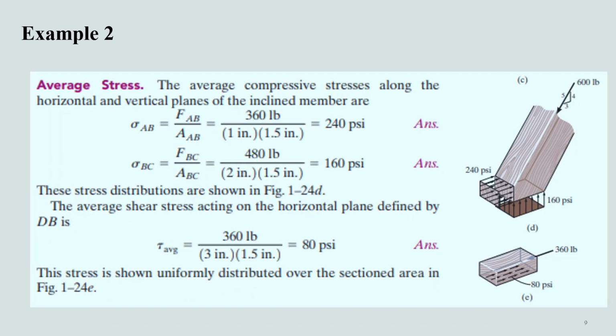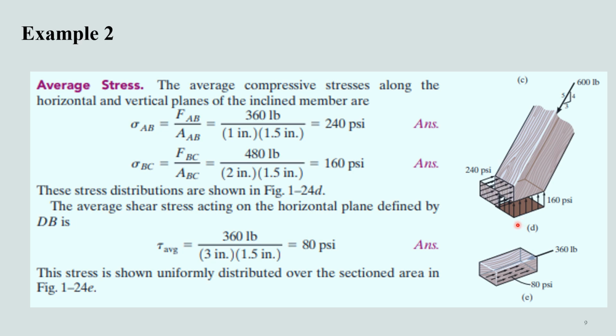For the determination of stresses, the procedure is quite simple. We just need to divide the forces with the respective areas, and we have done so here. The compressive stress at the location AB comes out as 240 psi, and the compressive stress at the location BC comes out as 160 psi.